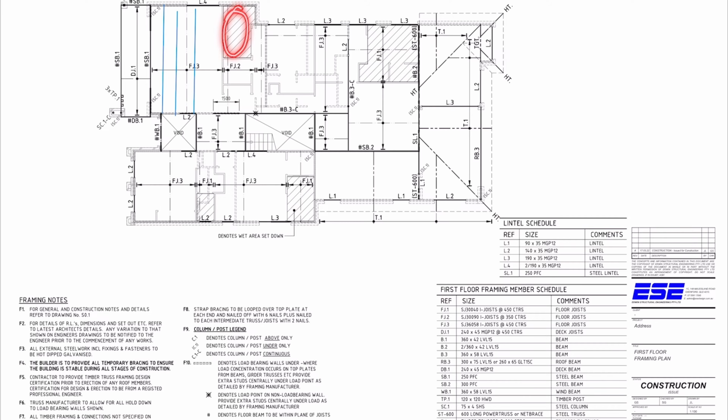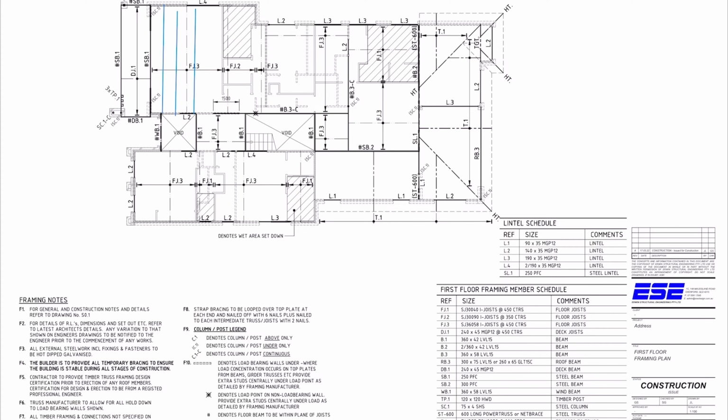This hatch denotes wet area set down, which could be a bathroom, for example. That's why we have a different size of joists in this section. So FJ2 is a 300 I joist, which is 60 millimeters shallower than FJ3. Therefore, it creates a 60 millimeter step to the bathroom.